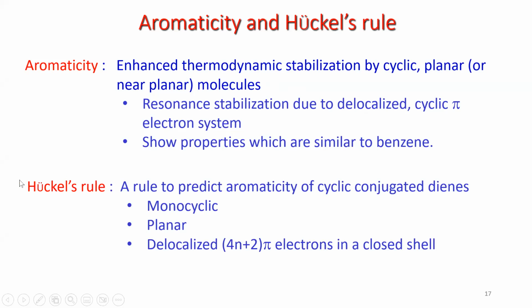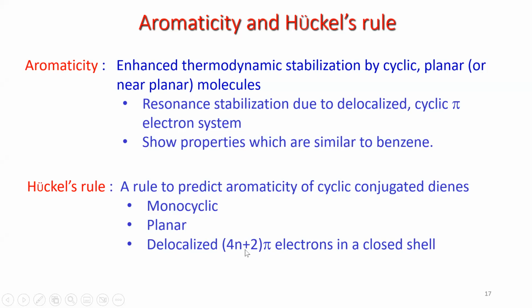So what is Hückel's rule? We are next going to learn what Hückel's rule is. It is a rule to predict aromaticity of cyclic conjugated dienes. So cyclic conjugated dienes of this nature: monocyclic, planar, and with delocalized pi electrons in a closed shell. The number of delocalized pi electrons should fit into this formula, 4n plus 2.